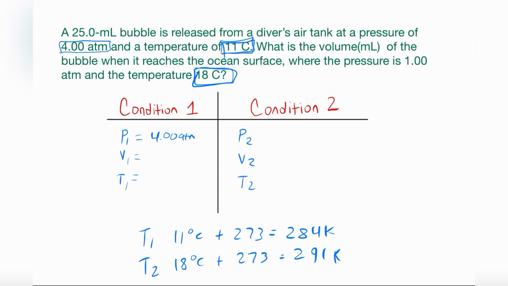What is the V1, or the first volume given to us? The first volume given to us is 25 ml. So we'll go ahead and put 25 ml. What's the first temperature given to us? It's the 11 degrees Celsius, which we converted to 284. So the T1 would be 284 Kelvin.